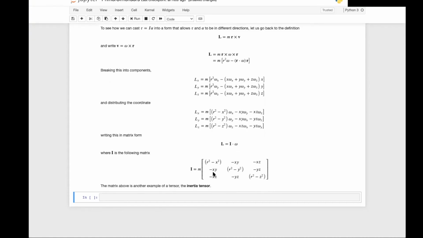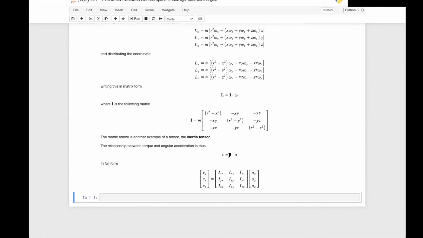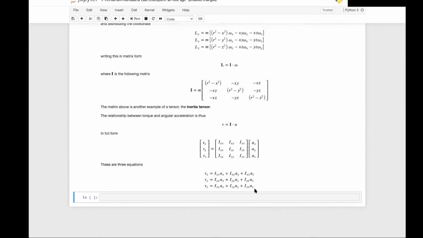So this matrix above is another example of a tensor. This is the inertia tensor. Then the relationship between torque and angular acceleration in matrix form is given by this equation, which broken in components gives you this. So as you see, a torque in x, depending on the value of the inertia tensor in the off diagonal terms, can give you angular accelerations in the other directions.